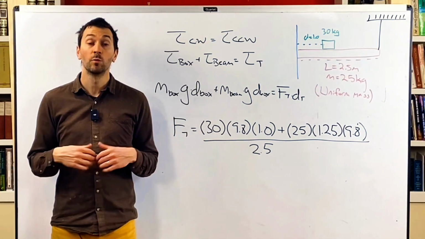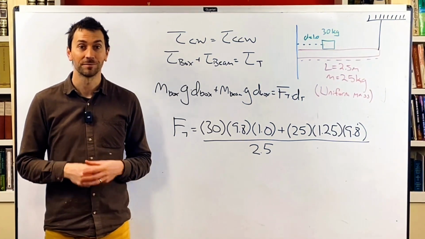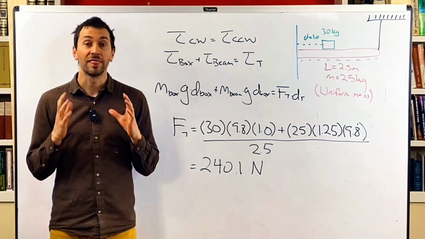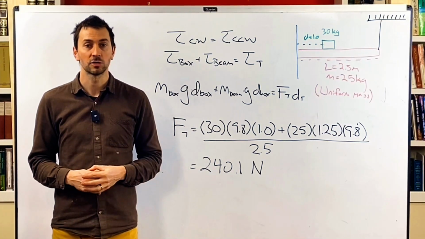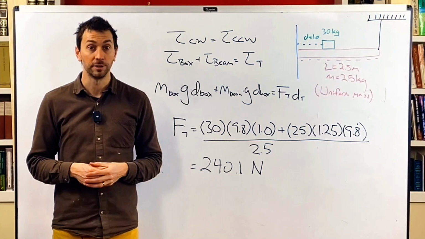This is what I get solving for a force of tension. I just plug these numbers into the calculator. So the force of tension in the cable is 240 newtons. That is the force that will create a rotational equilibrium in this question. Let's do one more example of rotational equilibrium.